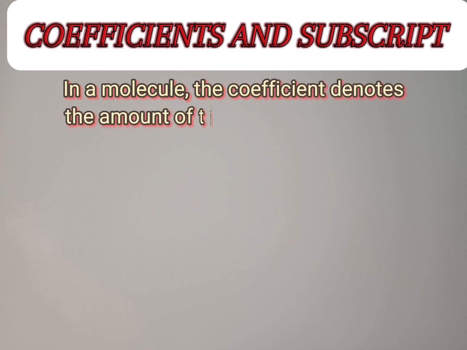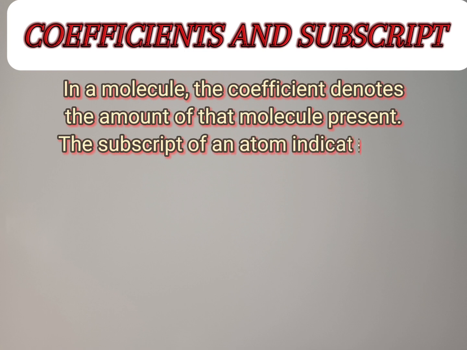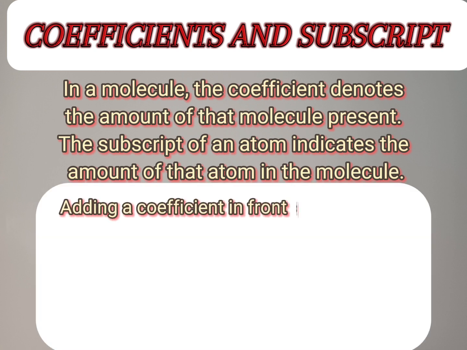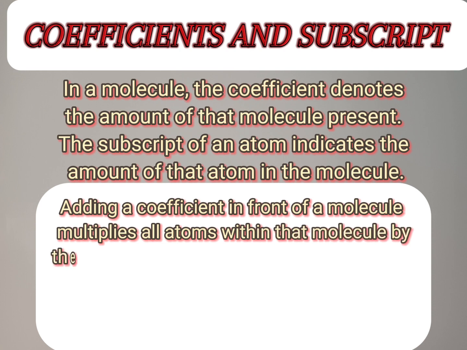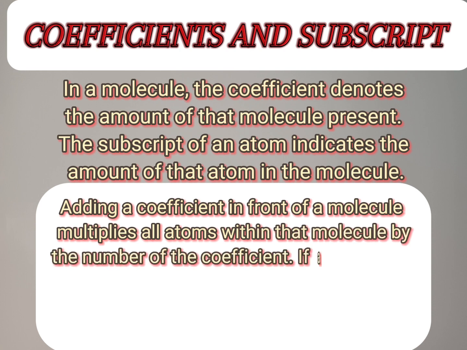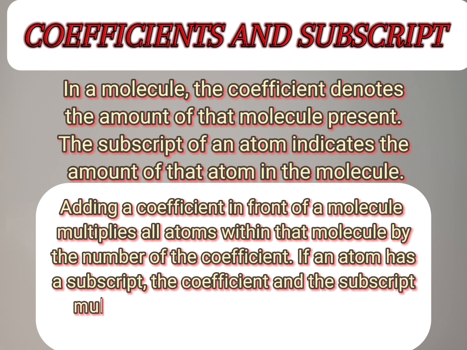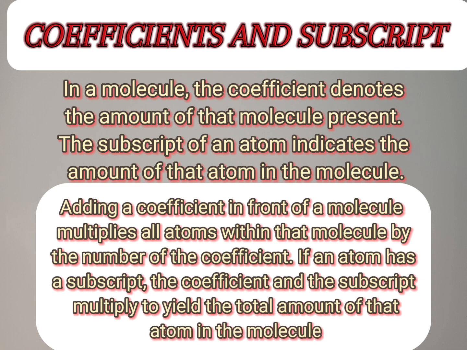In a molecule, the coefficient denotes the amount of the molecule present. The subscript of an atom indicates the amount of the atom in the molecule. Adding a coefficient in front of a molecule multiplies all the atoms within the molecule by the number of the coefficient. If an atom has a subscript, the coefficient and the subscript multiply to yield the total amount of the atom in the molecule.